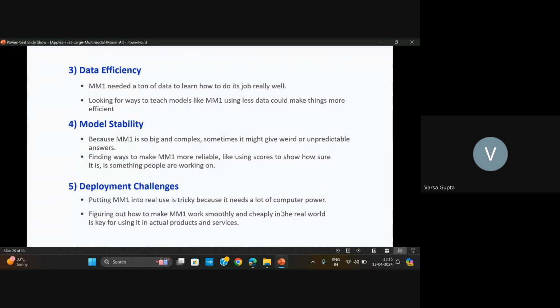And the last is the deployment challenge. MM1 is not yet publicly available, and it is a big multimodal model. So putting it into real use is really tricky, because it needs a lot of computing power and also a storage system. So figuring out how to make MM1 work smoothly and cheaply in the real world is key for using it in actual products and services.